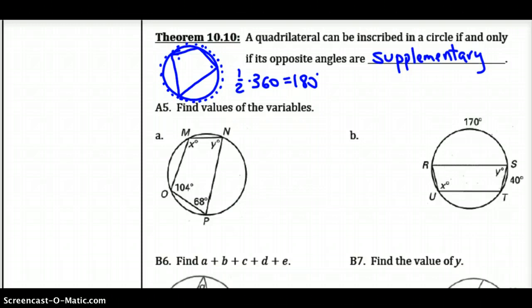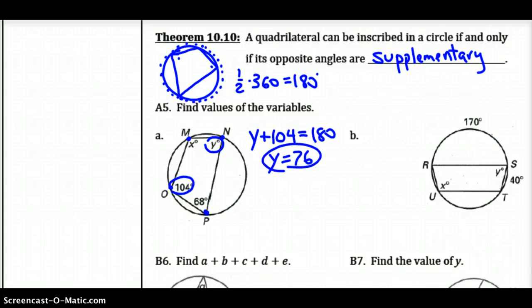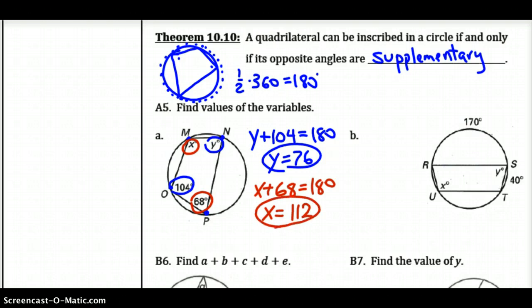Okay. So now here we have an inscribed quadrilateral. That means these two, y plus 104, has to equal 180. So y has to equal 76. Likewise, these two have to add up to 180. So that means x has to be 112 degrees. All right. Problem B here.